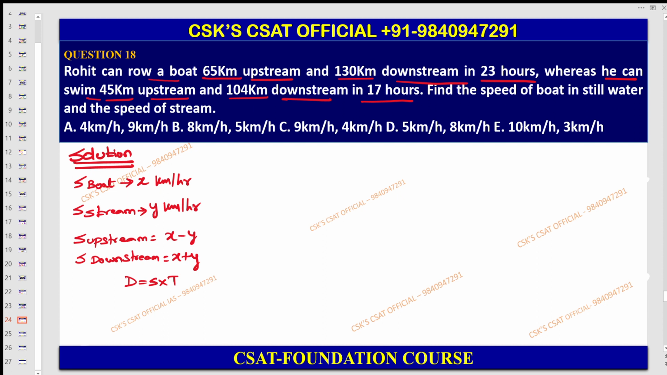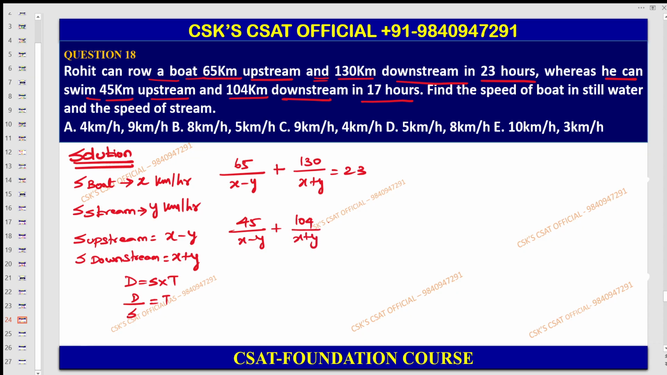So now he is going by boat 65 kilometer upstream and 130 downstream, and please understand together, it takes 23 hours. So distance by speed is equal to time. So overall, 65 for the upstream, x minus y, plus 130 by x plus y, is equal to 23. So next equation: 45 upstream, then 104 downstream, which is equal to 17 hours.